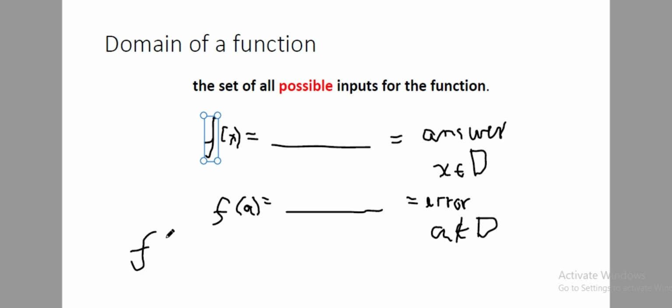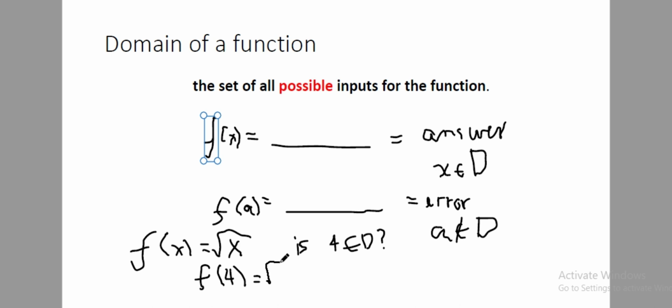So, a specific example: say f of x is equal to the square root of x. So this is our function. Question: is 4 in the domain? Let's substitute. f of 4 is equal to the square root of 4. The square root of 4 in this case is positive 2, since I did not write plus and minus outside, so it's just the positive square root of 4, which is positive 2. So yes, 4 is part of the domain.